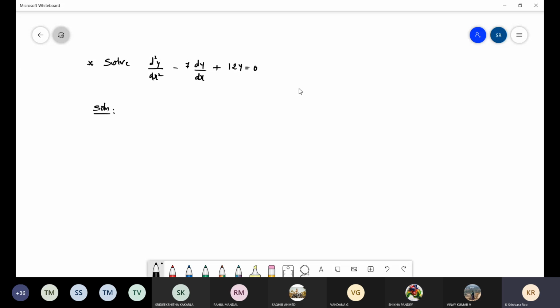Using operator D, or you can consider the problem. I will go with using operator capital D. So you know, yesterday I told you capital D stands for d by dx actually. This is only for your reference. I'm writing it, but there's no need to write it for all the problems. Now the problem becomes d square y minus 7 dy plus 12y equal to 0.